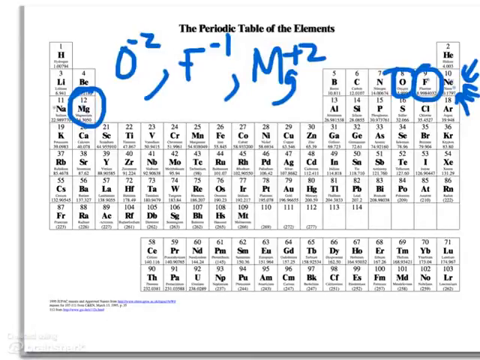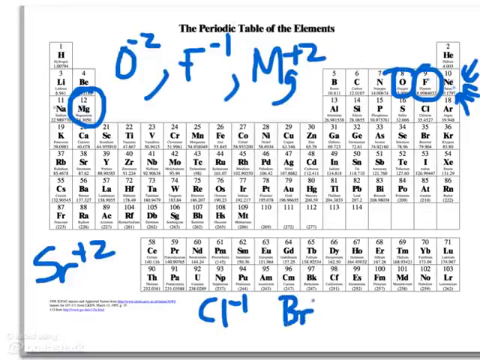Second type of question you might get is that they might give you one ion and then give you a list of different ions and then ask you to pick the one that has the same number of electrons as the ion that they gave you. So for example, let's say you have Sr plus 2, and then for a list they give you Cl minus 1, Br minus 1, and then S minus 2.